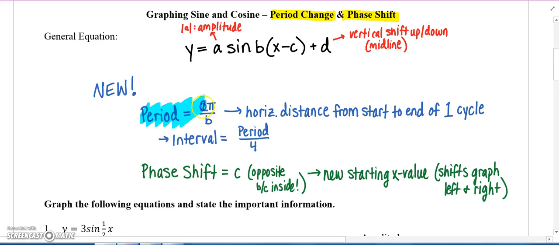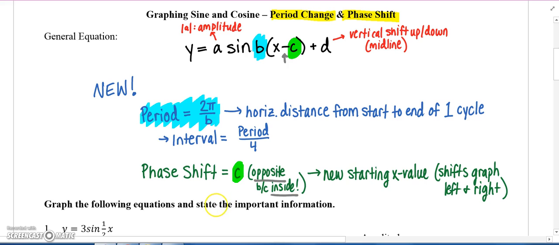Okay, the period is always going to be 2 pi divided by this b value. Alright, the interval is always the period divided by 4. So now that our period might be changing, the interval will change with it. Alright, and then our phase shift is this c value right here. And do you notice the negative? Yeah, that means we're going to do the opposite. Which makes sense, because remember last semester, any transformation that was inside, we did opposite. Alright, so because it's inside, we're doing the opposite there.